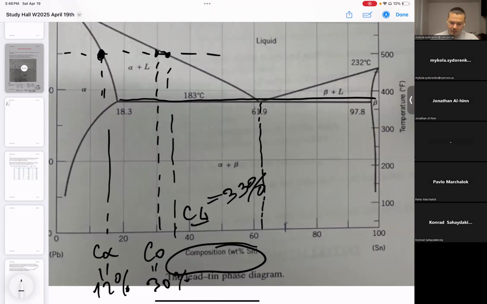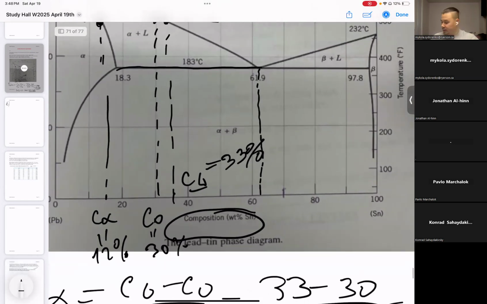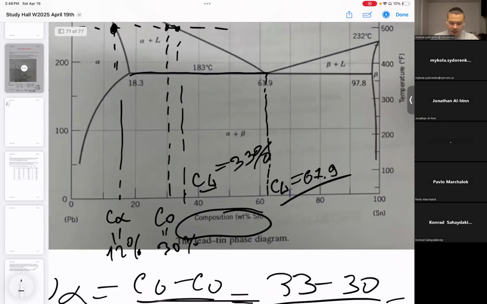This is the concentration that we're concerned about now. So our C liquid is going to become 61.9%, and our C alpha is now 18.3 in this case. Are we in part B now, right? Yes, we're in part B right now.